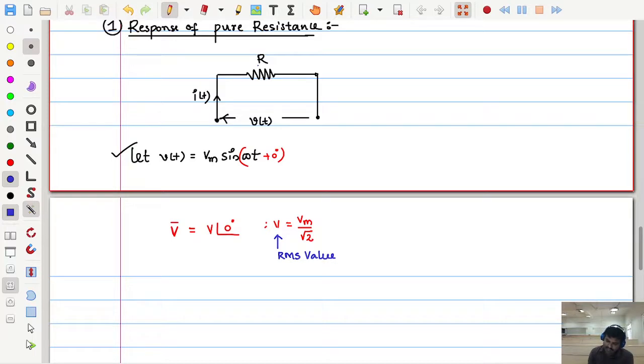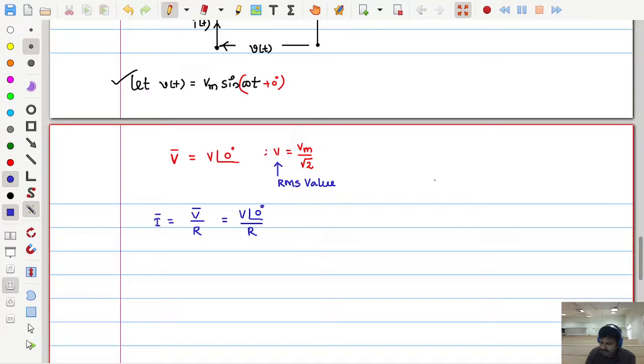Can I find the current? It is a simple thing: the current is equal to, according to Ohm's law, voltage divided by resistance. A simple law. How much is the voltage? V at an angle 0. How much is the resistance? R. This resistance is a real number. A real number like 10 can also be written as 10 at an angle 0, or it can be written as 10 plus j0. All are the same. A simple real number can be written as 10 at an angle 0 or 10 plus j0, in polar form or rectangular form.